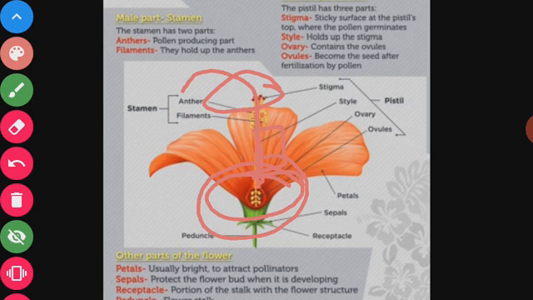Okay, now you know that there are four different main parts: sepals and petals, which are non-reproductive parts, and the stamen and carpel, which are the reproductive parts of the flower. Stamens are also known as androecium. Carpel is also known as pistil, and we can also say gynoecium.